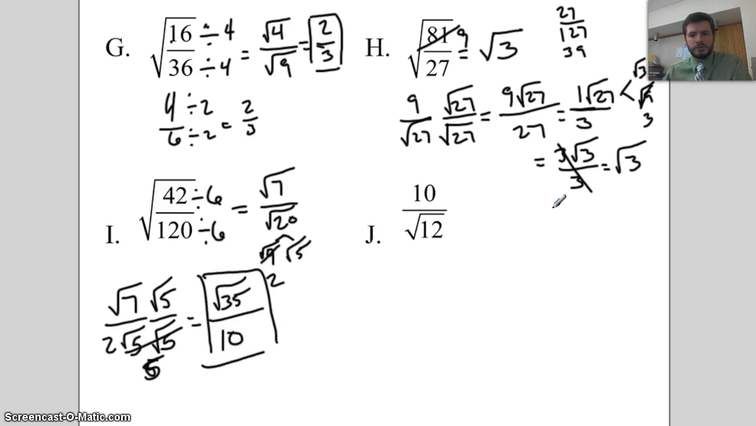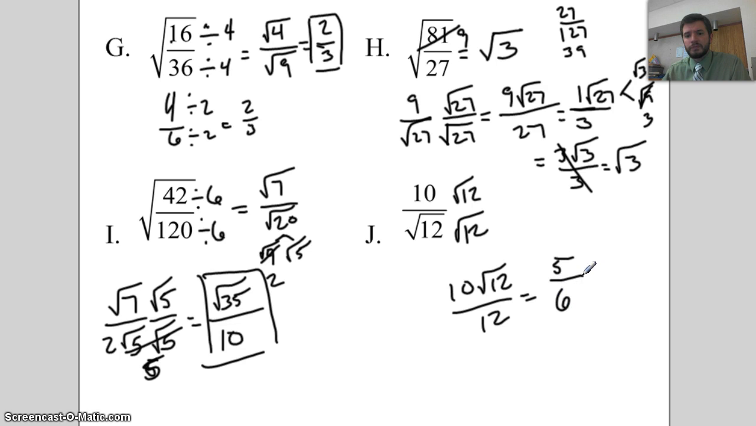Don't really have time to do this one, but if you wanted to real fast, you could just multiply by square root of 12 over square root of 12, and you would get 10 square root of 12 over 12. That reduces to 5/6. Square root of 12, we can break that down into square root of 3, square root of 4, 2. Not enough time. Simplify it. See you guys.